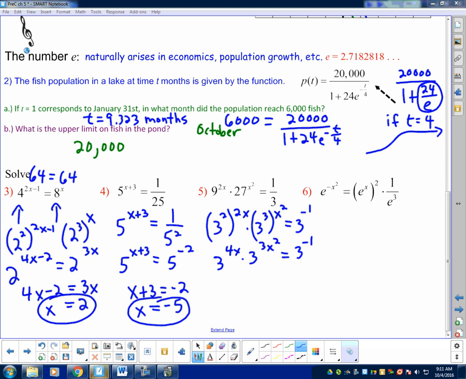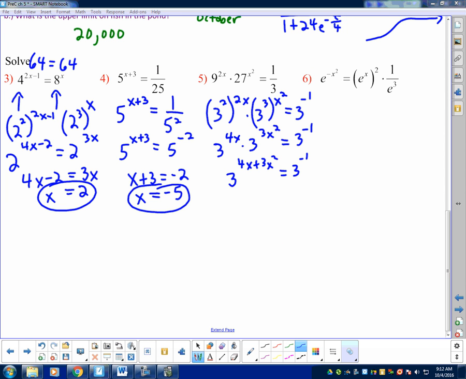Now, this is always a little tricky working backwards. When you're multiplying two bases that are the same, what do you do with the powers? You add them. So when I combine this to one single base, I end up with 4x plus 3x squared equals 3 to the negative 1. So now the bases are the same. So I set 4x plus 3x squared equal to negative 1.